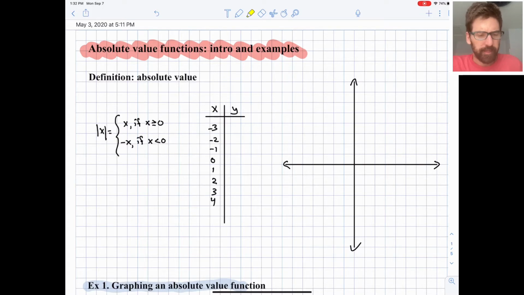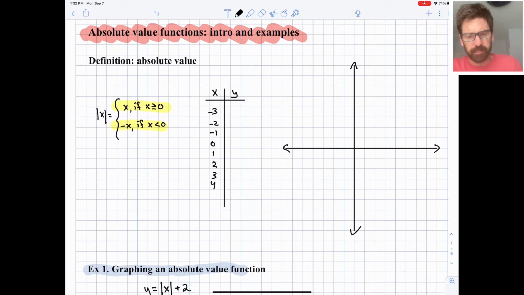So the absolute value of x means that it's equal to x if x is greater than or equal to 0, or it's equal to negative x if x is less than 0. Really what that means is if x is a negative number, we multiply it by a -1 to turn it into a positive number. And we can graph that function up.